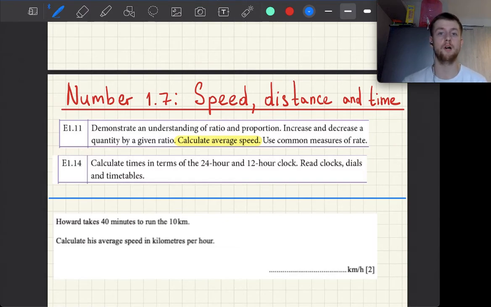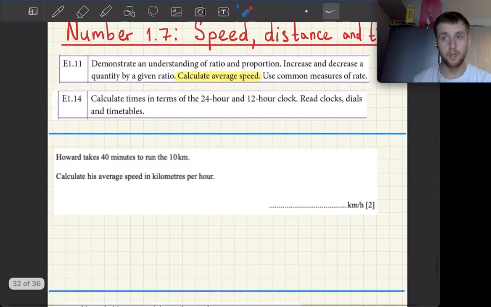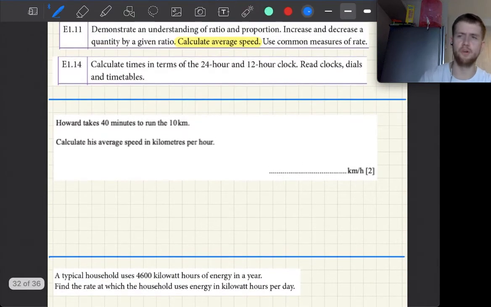This time we're going to talk about speed, distance and time. This lesson covers two syllabus objectives. It's E1.11. Actually we only cover a small part of it, which is this part, calculate average speed. And also E1.14, which is about calculating time in a 24-hour and 12-hour clock. Okay, let's get started. This is a really short one.